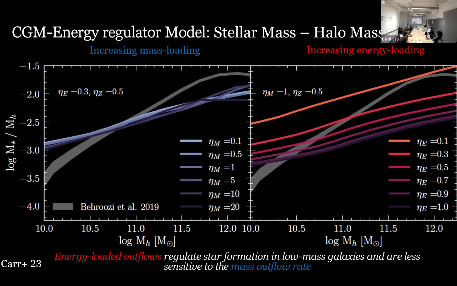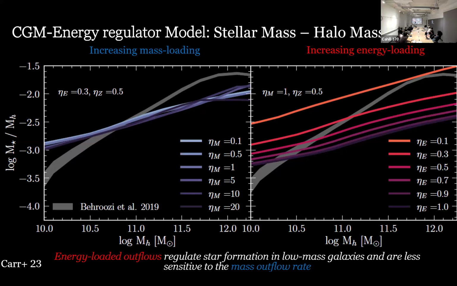And so in this case, you keep the energy loading and the metal loading fixed, but you vary the mass loading. And quite remarkably, what you find is that your resulting stellar mass seems quite insensitive to the mass loading, but quite sensitive to what you assume for the energy loading in these winds. And this is quite consistent with this picture that we've been developing, that as you increase the energy loading, this thermal expansion of the CGM becomes much more efficient, which limits the amount of cooling that's able to be done in the CGM of these low mass systems, so it lowers the star formation.